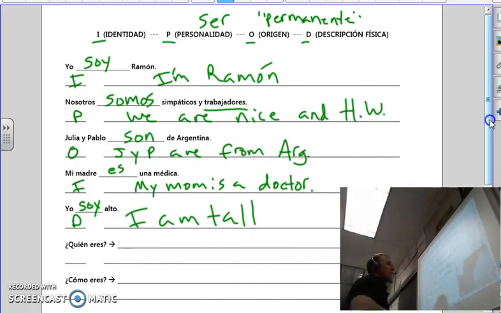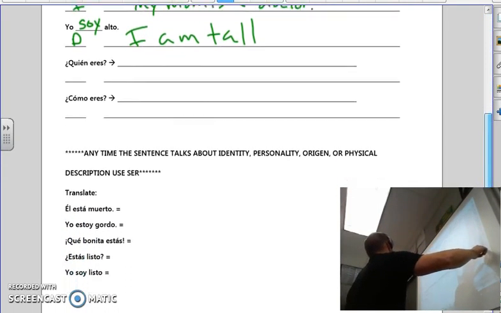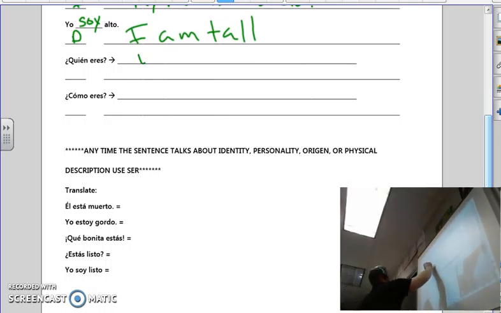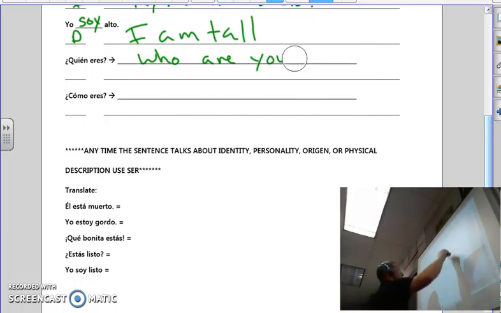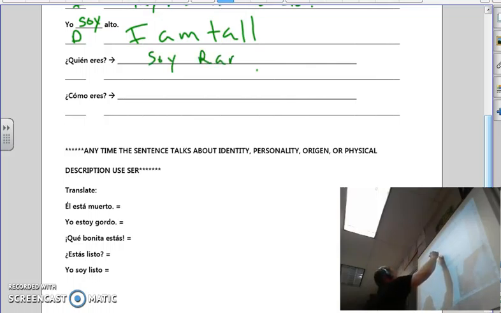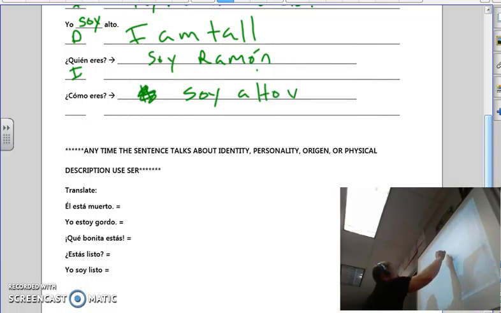Here are two infamous questions that we had throughout this year. Who are you? Actually, we answer that. Soy Ramon. Who are you? This is identity. We're saying, who are you? I am Ramon. You can write that down. ¿Cómo eres? How are you? This is asking you to describe yourself. Soy alto y fantástico.